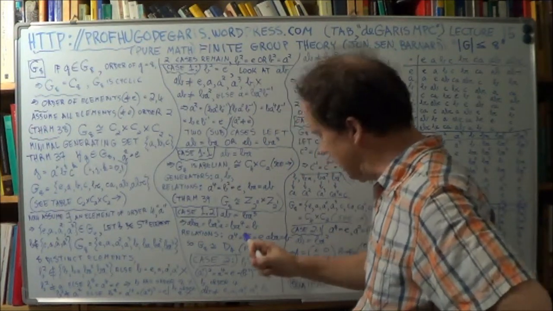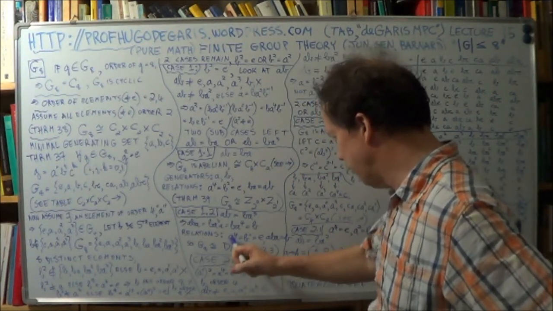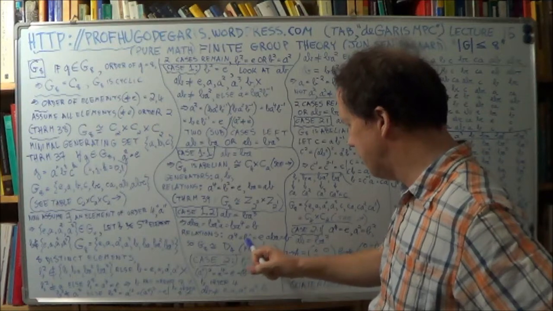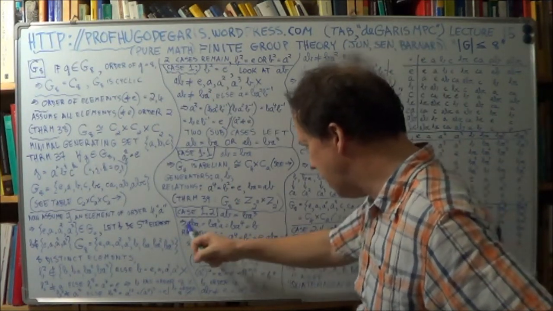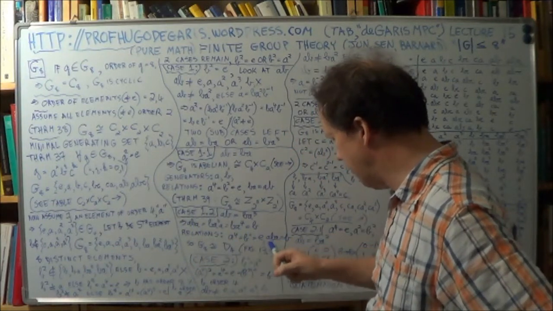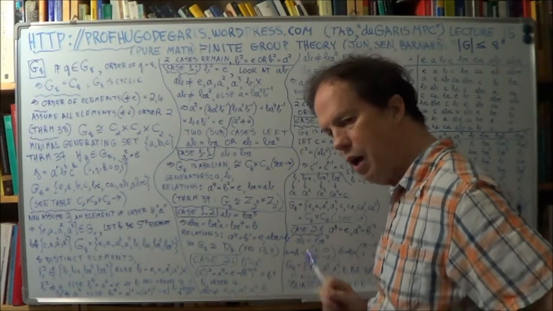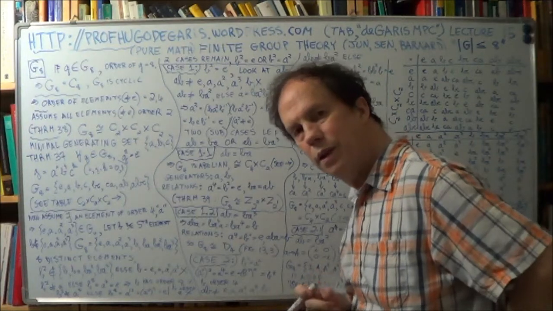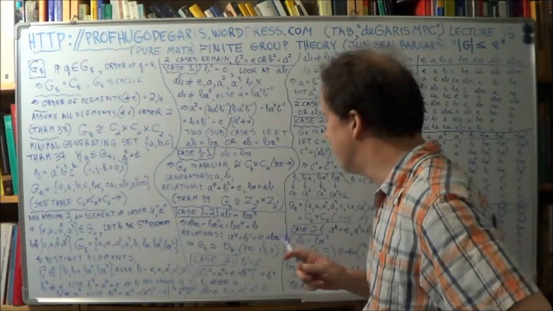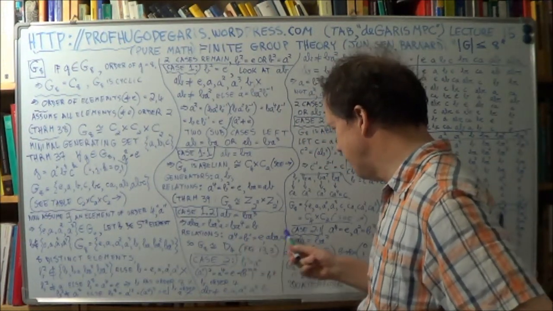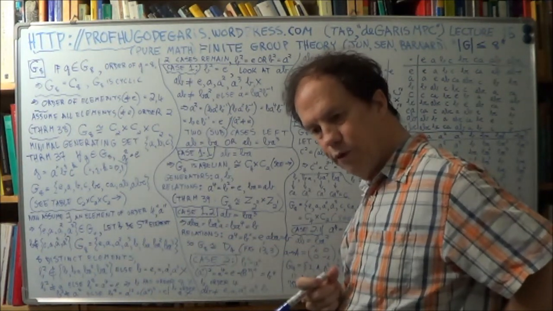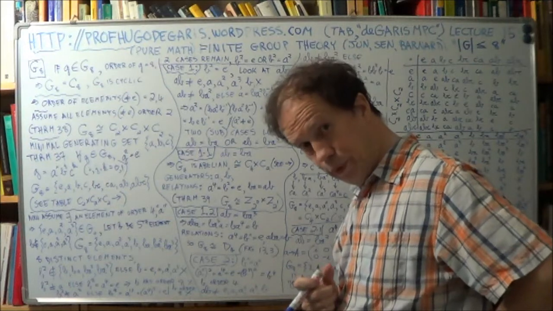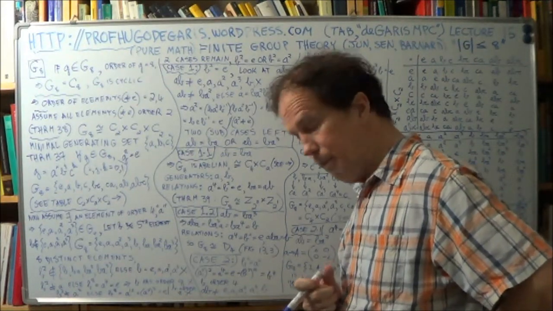Okay, so A to the 4th is E. B squared is E, that's from here. All right? And we've just got that ABA equals B. ABA equals B. Aha! Does that ring a bell? We've met that before, right? That presentation is of a dihedral group, right? Which one?